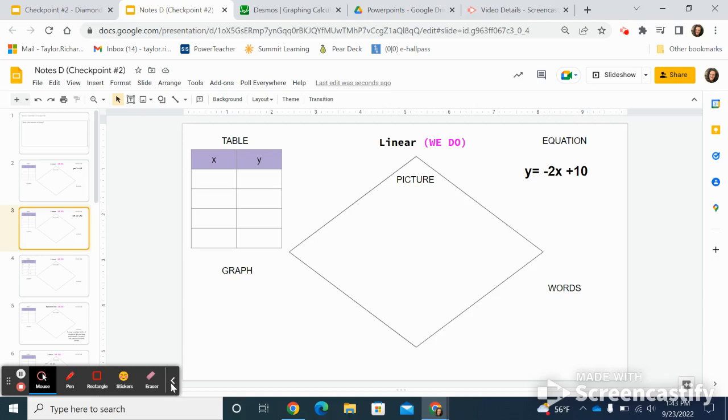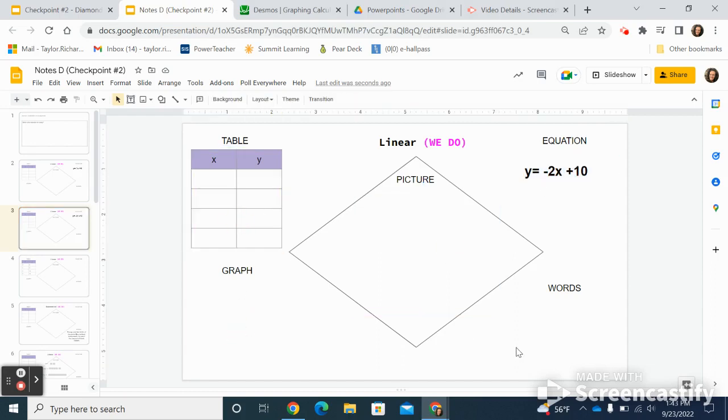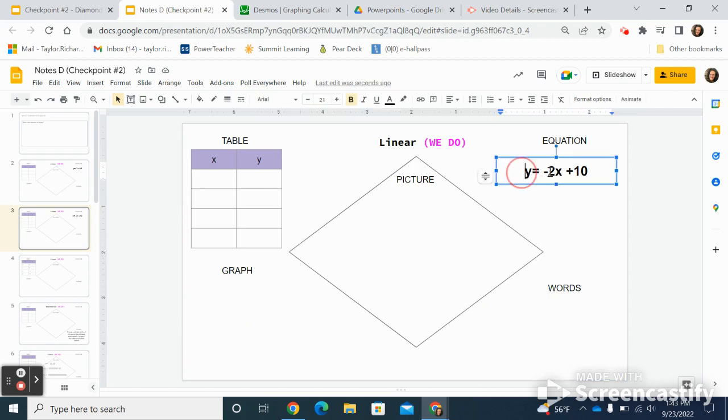All right, here is our next example for diamonds. Remember what we're doing here. I'm giving you an equation and you are going to fill out all these other missing pieces. So our equation is y equals negative 2x plus 10.